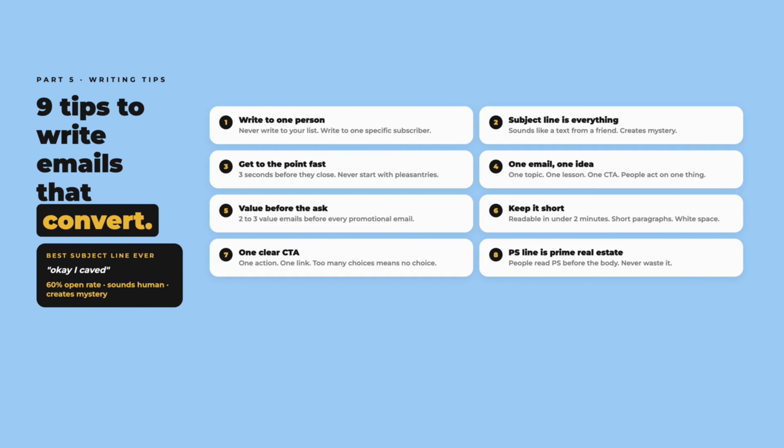Tip 4, one email, one idea. Every email should be about one thing, one topic, one lesson, one offer, one CTA. When you try to say everything in one email, people remember nothing. When you say one thing really well, people act on it.